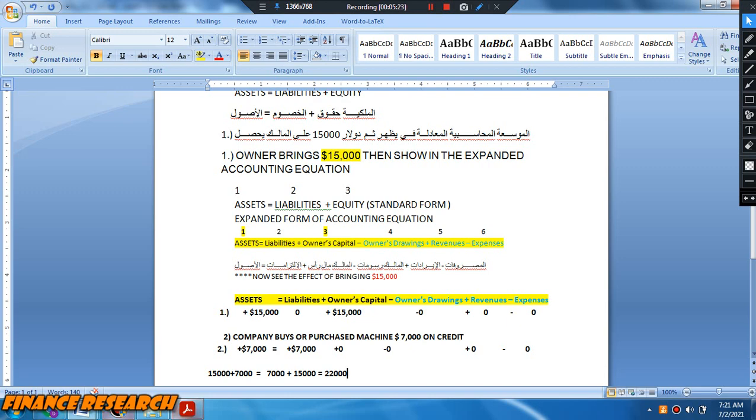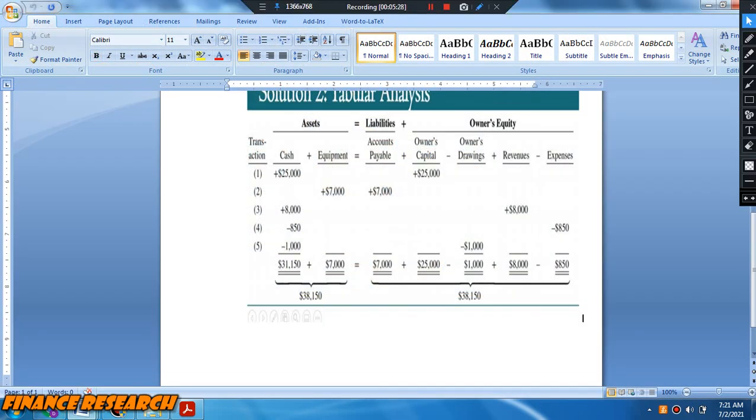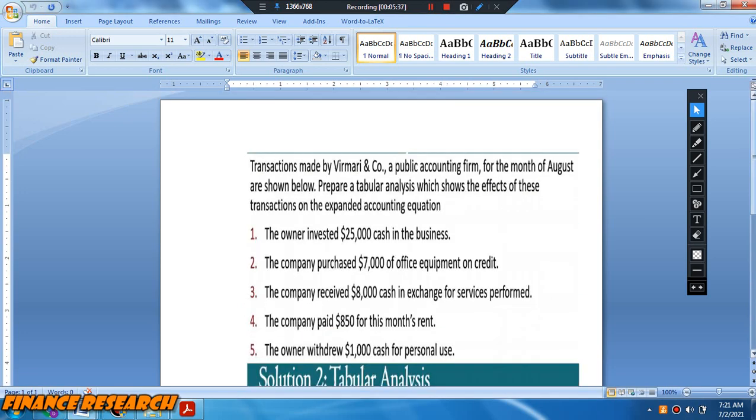We also discussed one of the equations, which I am going to share with you in this figure. Here we simply take a look at this accounting equation. What was the question? There was a company, Virmari and Company, a public accounting firm. We are not supposed to invest our time going through this problem statement. We will just take a look at how many transactions there are: 1, 2, 3, 4 and 5. The owner has invested how much? $25,000 cash in the business.